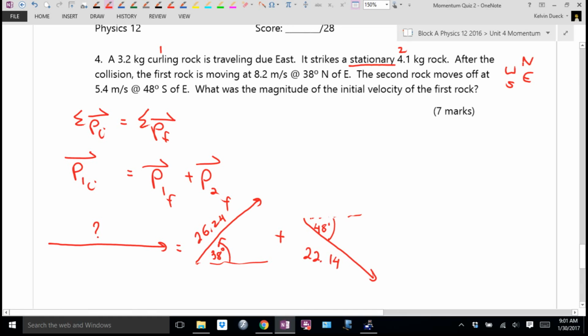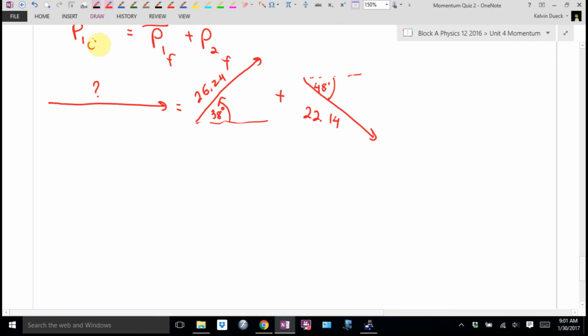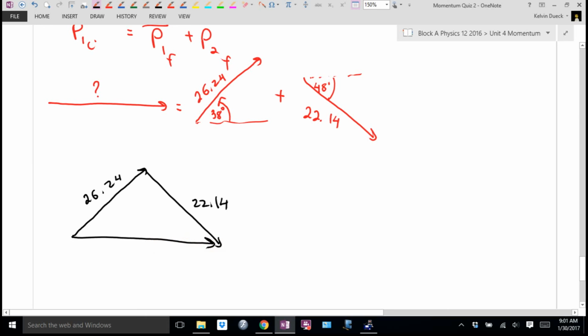Oh, I can add those two together, tip to tail. That'll work. So if I do that, I'll get 26.24, 22.14. I guess that right-hand side should technically be a little bit shorter than the left-hand side, but whatever. I do know the resultant. The resultant is supposed to be due east. Not only that, I know this angle here is 38 degrees.